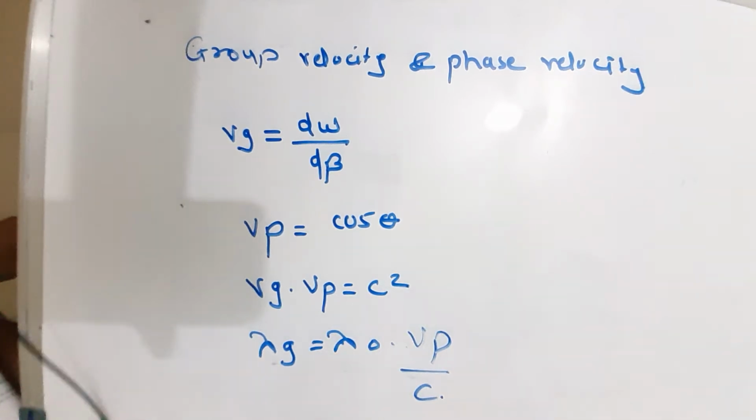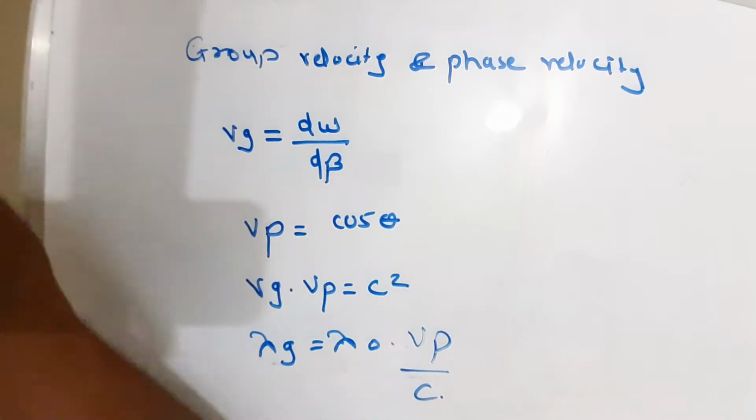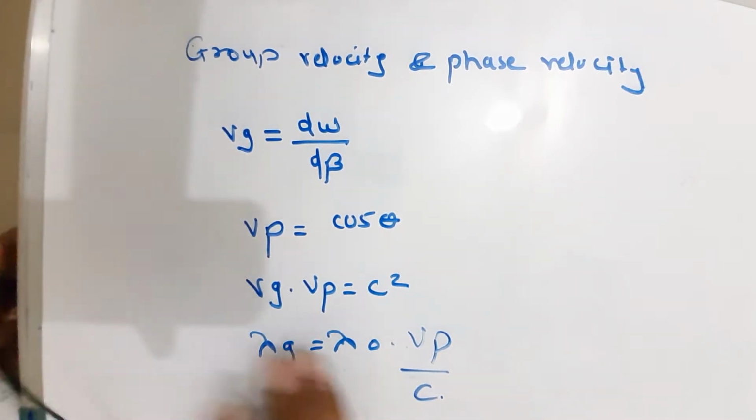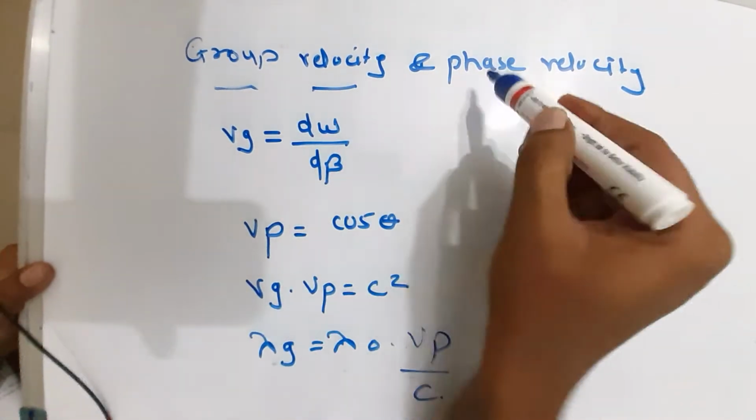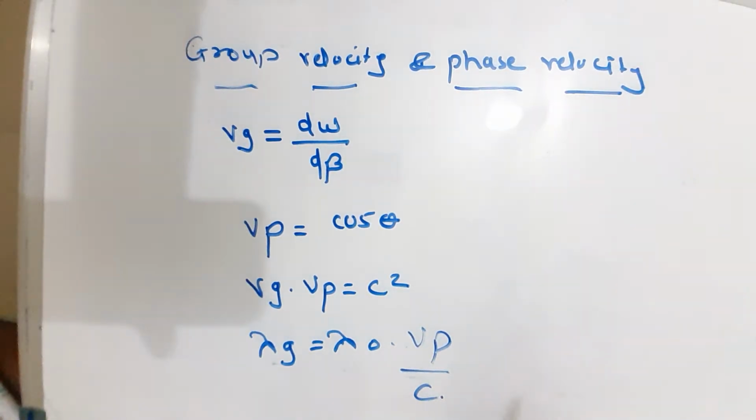Hello students, today we will see, in microwave radar, group velocity and phase velocity, and after the completion of group velocity and phase velocity we will go for the cutoff frequency and cutoff wavelength of waveguides. So just remember, the group velocity is the velocity of waveguides.